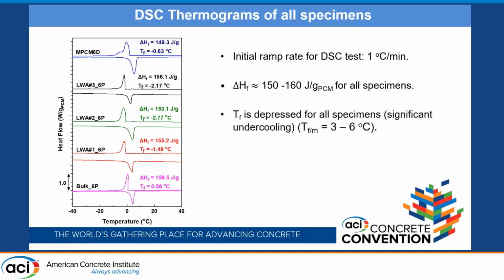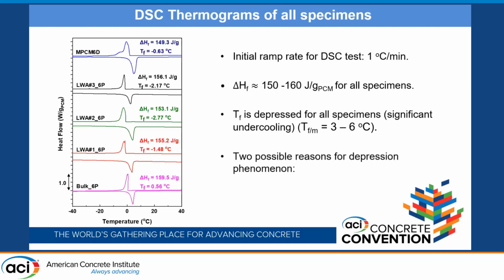However, according to the manufacturer, the temperature change should have happened between 3 to 6 degrees Celsius. However, that is not the case. If we look at the graph, the temperature change for the bulk PCM was at around 0.56. For LWA1, 2, 3, it was below 0 degrees Celsius. Also for microencapsulated, it was below 0 degrees Celsius as well.